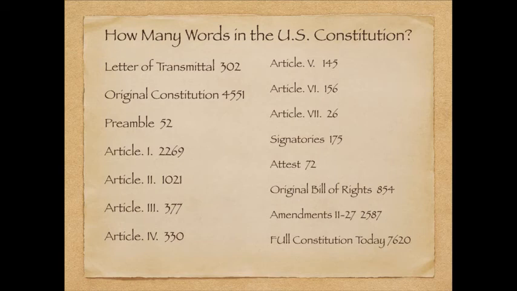If I jump to the second column there, the original Bill of Rights had 854 words. You can see that the amendments they've added, 11 through 27, actually have 2,587 words. So there are more words in the amendments than in the original Constitution. And the full Constitution today, I count 7,620 words, and that includes all the text and all 27 amendments.